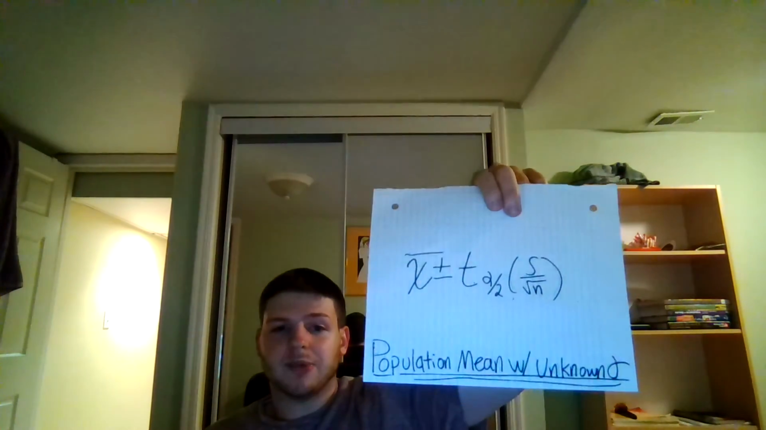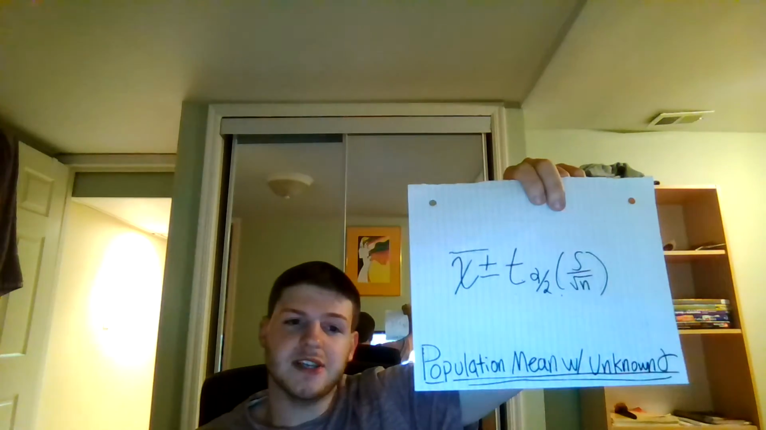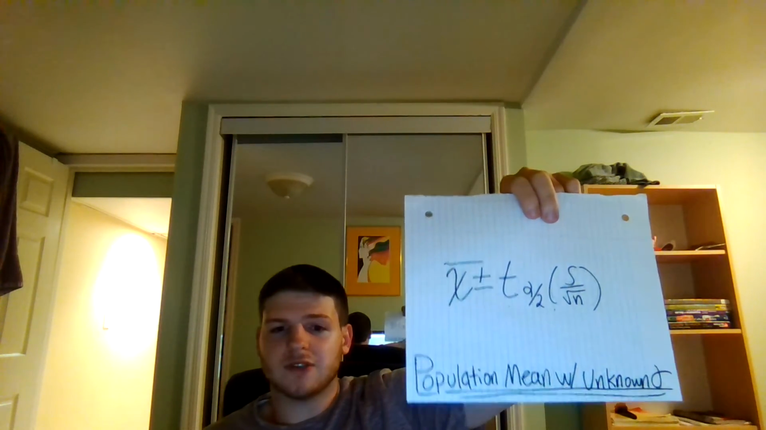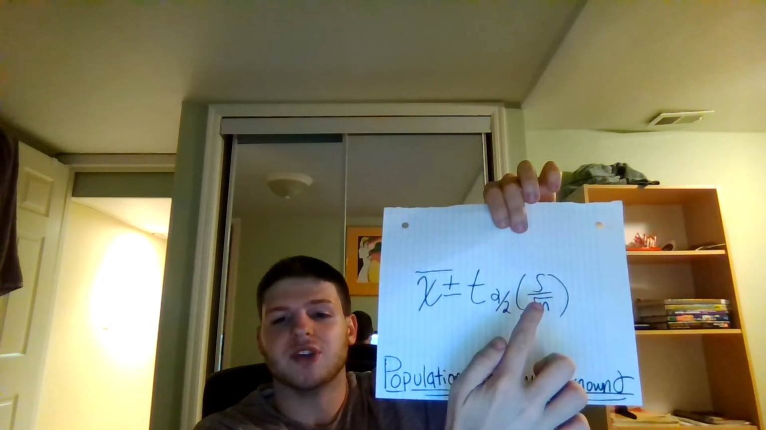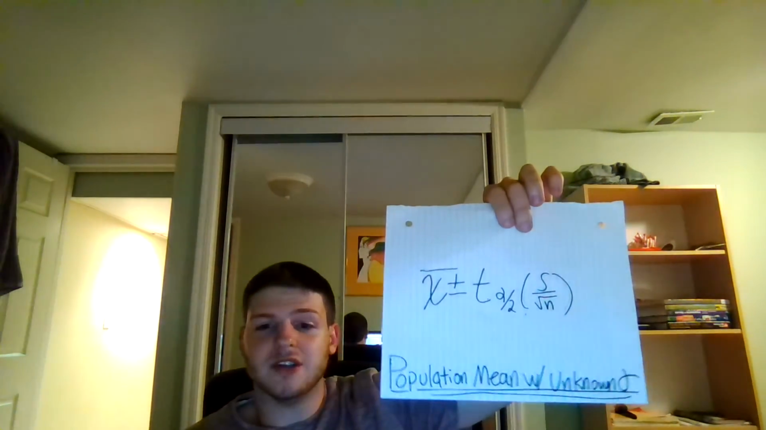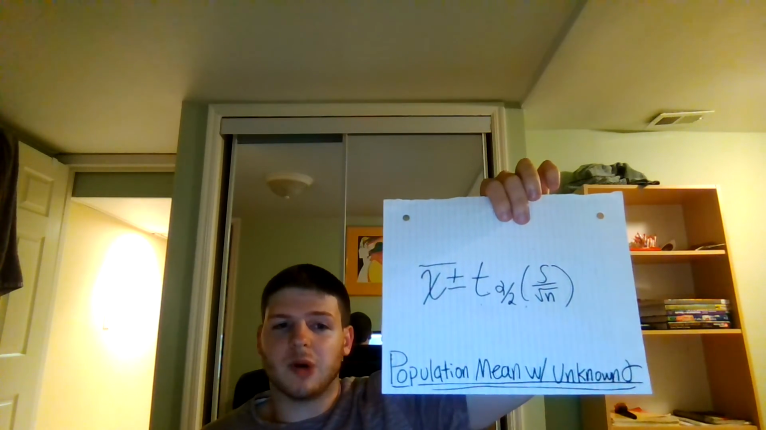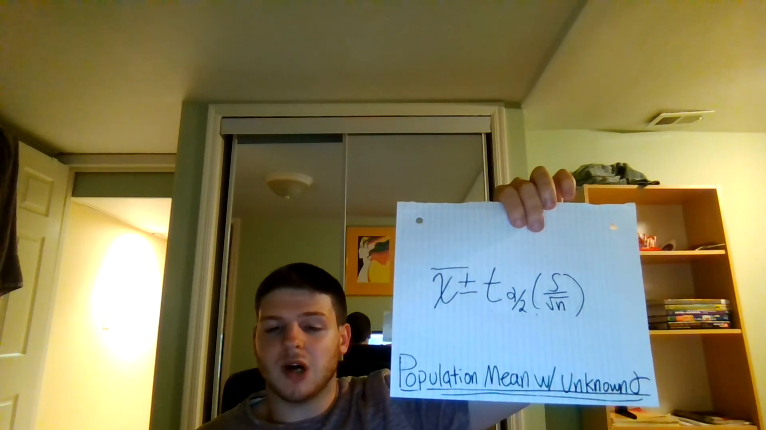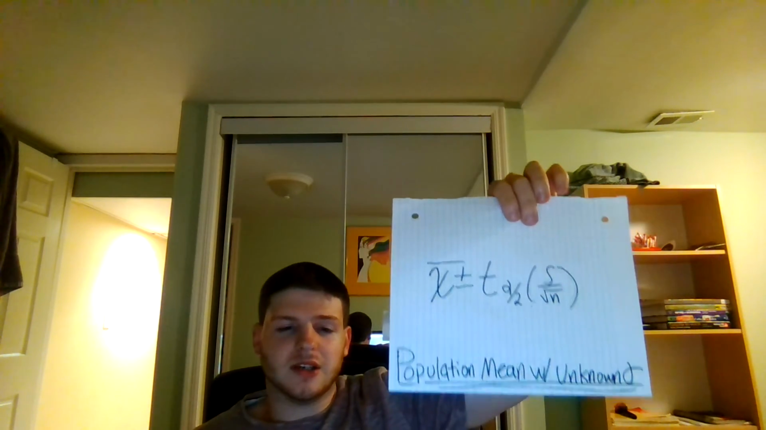Now, if you do not know it, which is more common, you can use this equation. You're now using your t-score instead of your z-score, still calculated with alpha, your level of significance. And now you're also using your standard deviation of the sample rather than the population to approximate the population standard deviation. Again, divided by the square root of n, your sample size.